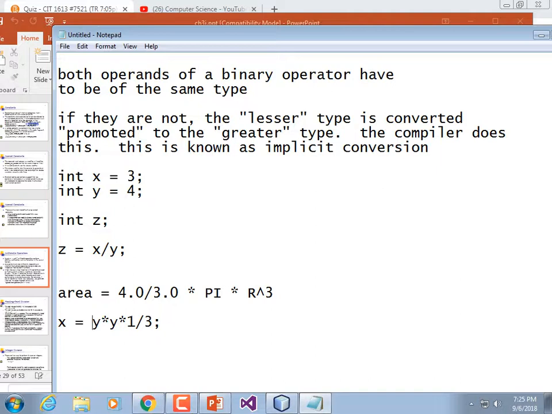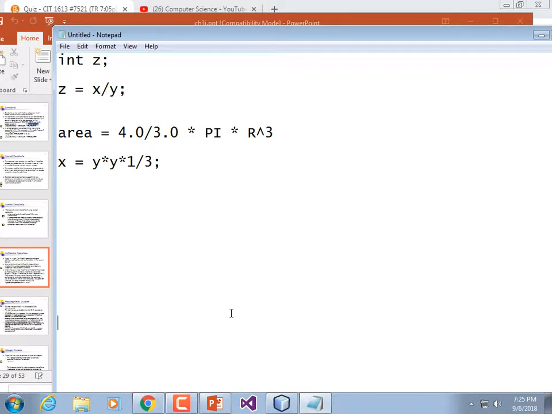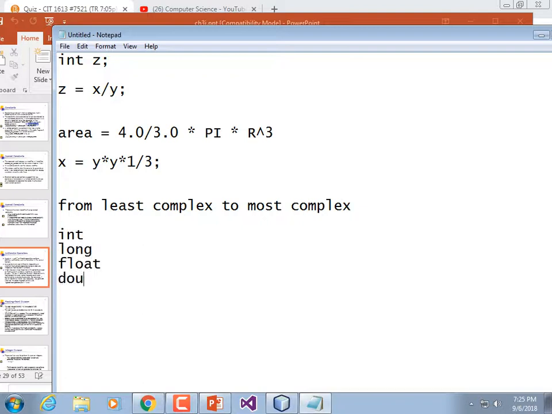Got to be careful that if you're expressing a mathematical formula, I would not use ints as my constants. I would use floating point values to make sure that floating point math occurs. So anyways, when I said lesser type to greater type, there's a hierarchy of types. From least complex to most complex, from lesser to greater: ints, longs, floats, doubles.